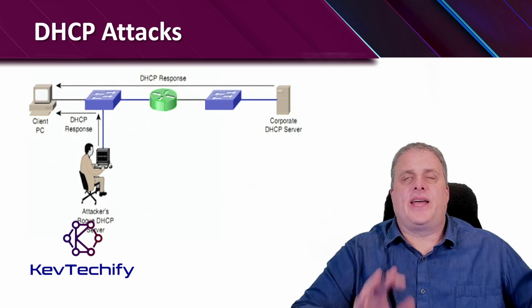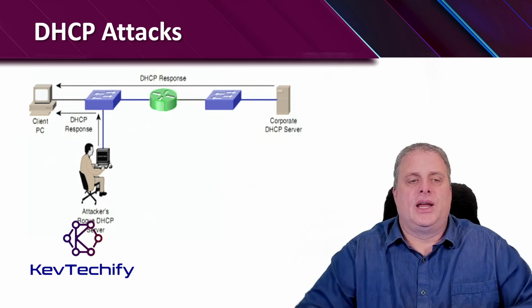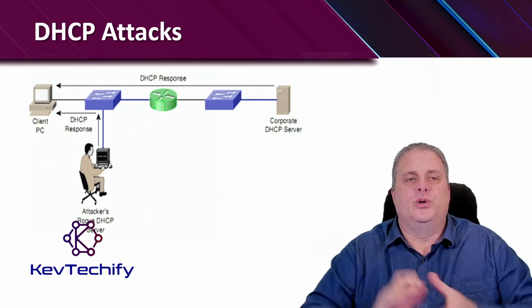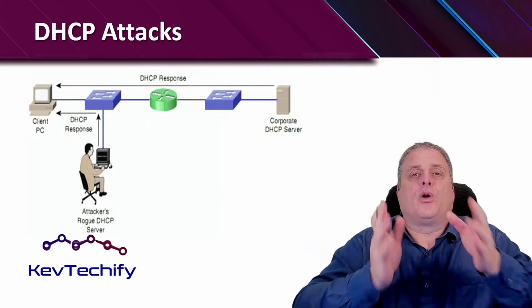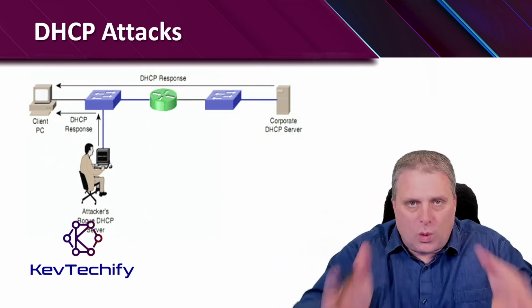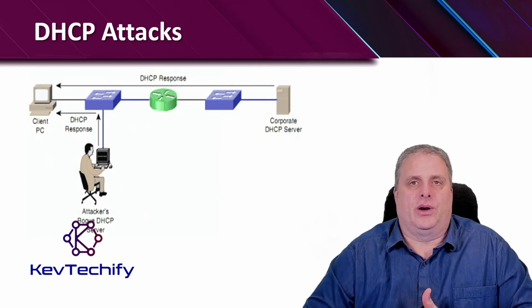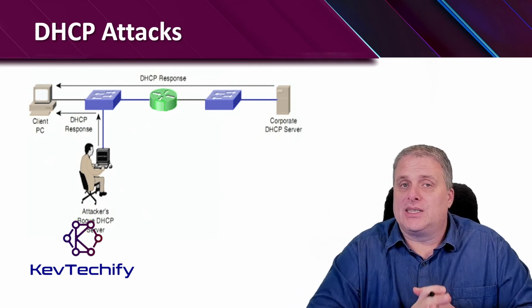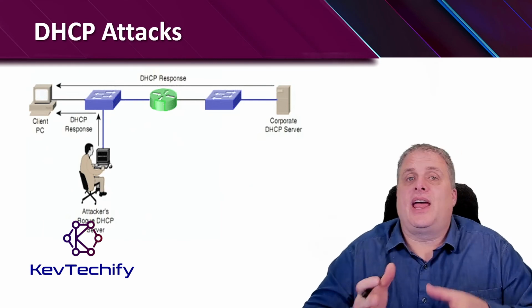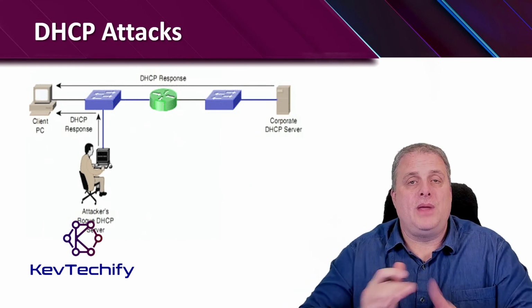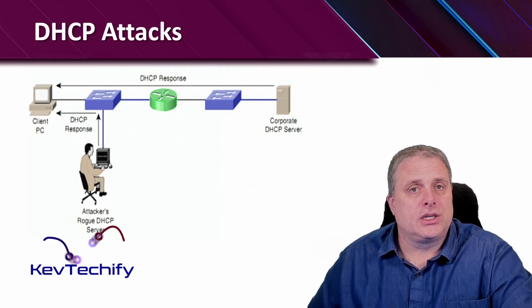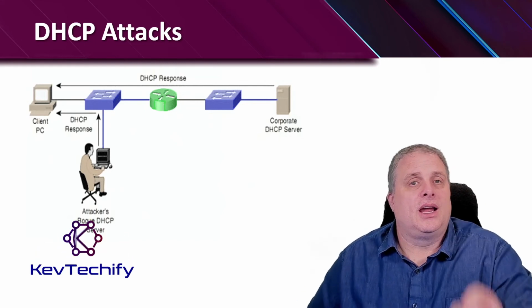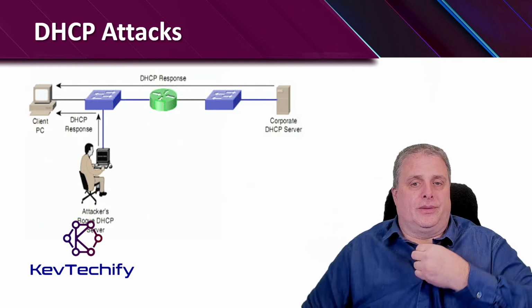The DHCP attack that is the most common is a DHCP spoofing attack, where that threat actor sets up their own DHCP server. It's a rogue DHCP server on your network. What that means is that threat actor needs to have access to your network to be able to plug into an access port on your switch, get connectivity, and then run their own DHCP server.